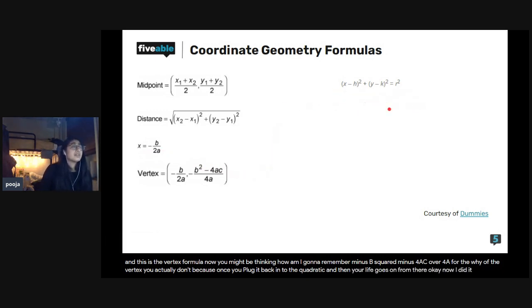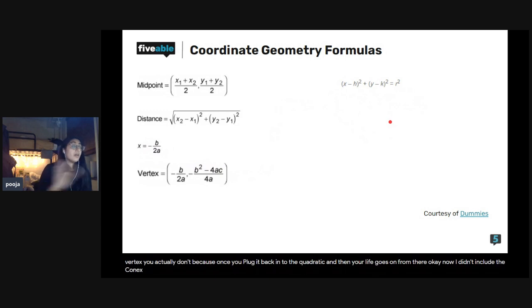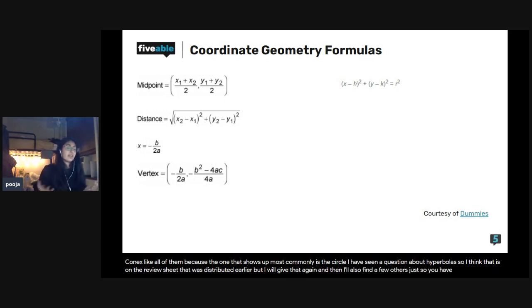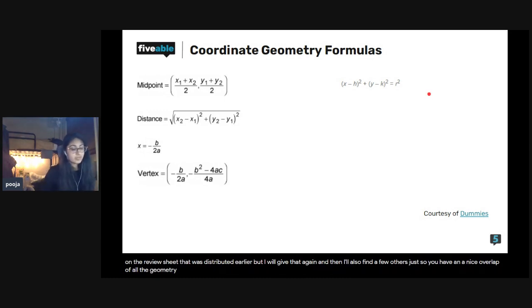Now, I didn't include the conics, like all of them, because the one that shows up most commonly is the circle. I have seen a question about hyperbolas, so I think that is on the review sheet that was distributed earlier, but I will give that again, and then I'll also find a few others just so you have a nice overlap of all the geometry formulas that you need. But the equation for a circle is (x minus h) squared plus (y minus k) squared equals the radius squared. Okay.